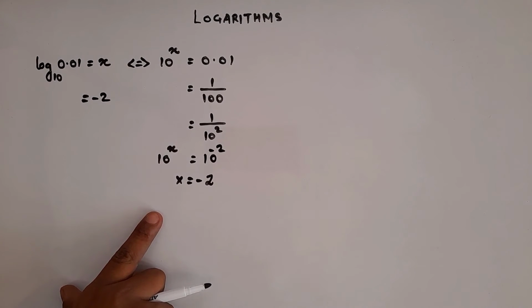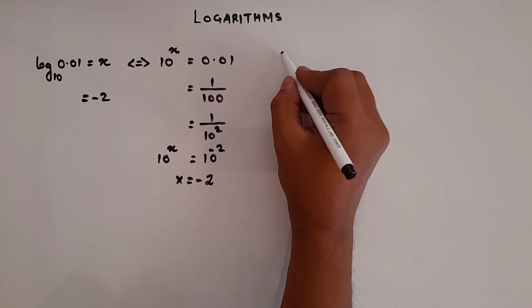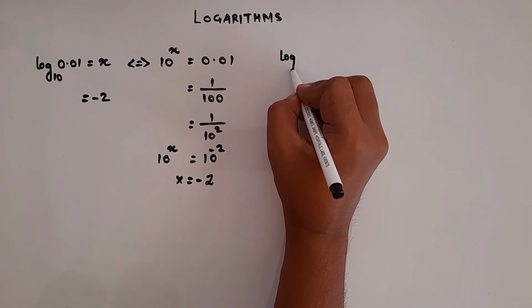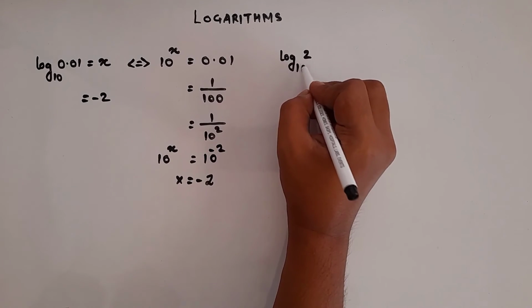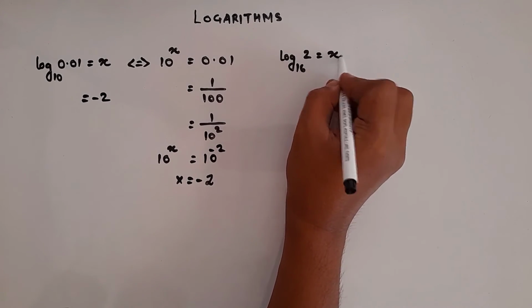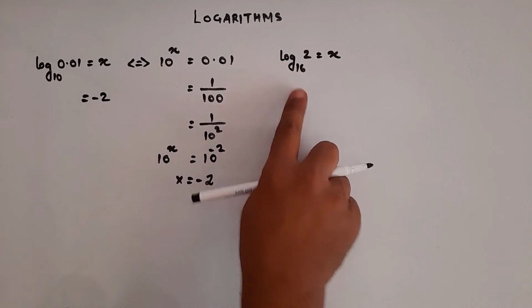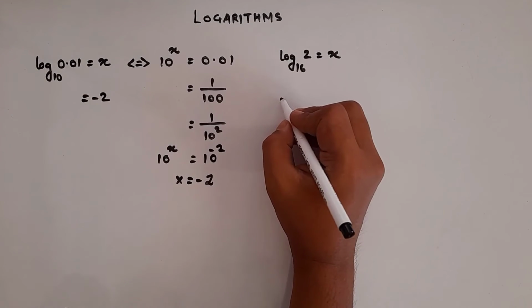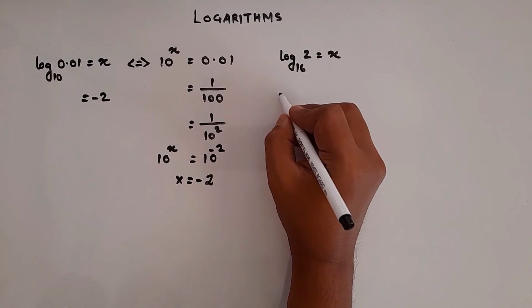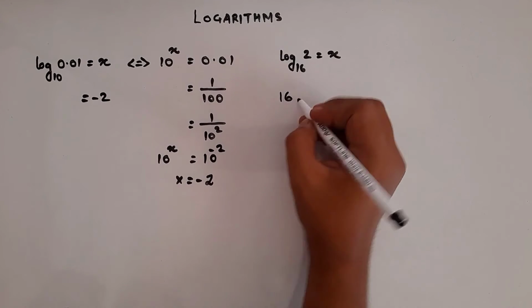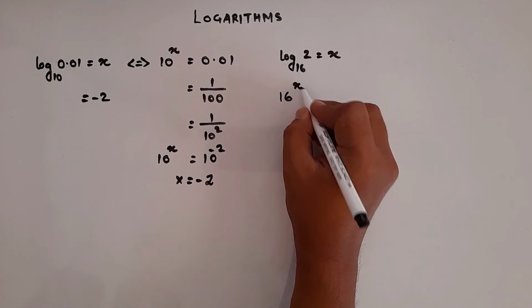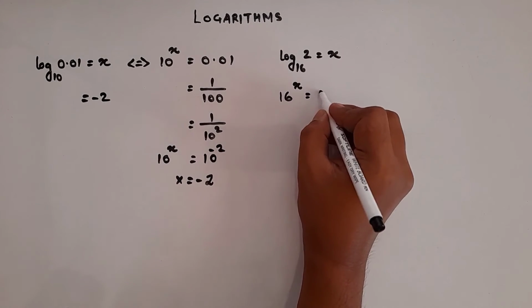Now let us look at another problem. So let's say we have the logarithm of 2 to the base of 16. We need to figure out the value of this particular logarithm. So we can rewrite it in the exponential form: we start with the base, which is 16, raised to the power of x, and that should give us 2.